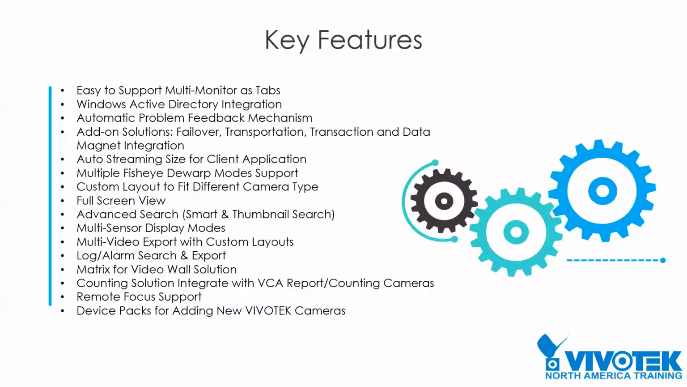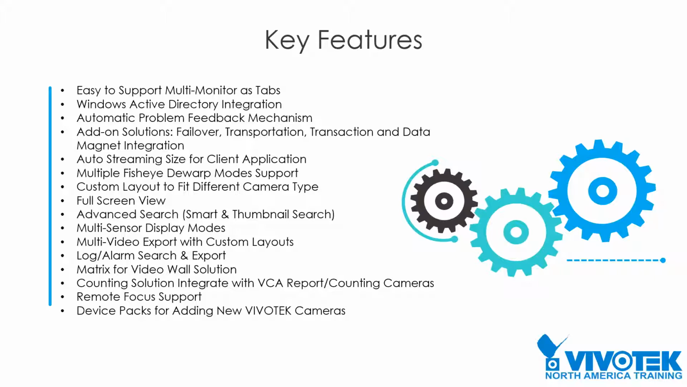Let's go over some of the key features of the new version of VAST2. We have multi-monitor tabs, so you can manage unlimited tasks with multiple screens for intuitive and easy surveillance. Add-on solutions such as failover, transportation, transaction, and data magnet integration. You have auto streaming sizes for client applications. Change up the layout to fit your camera types. And then you can have advanced ways to search your videos using smart searches or thumbnail search.